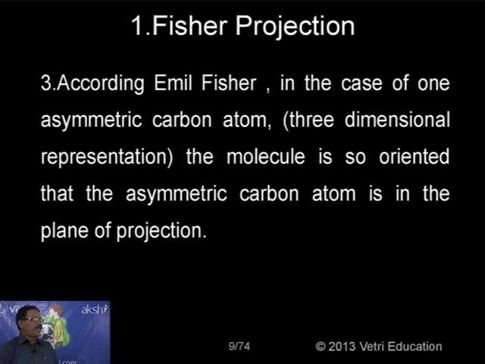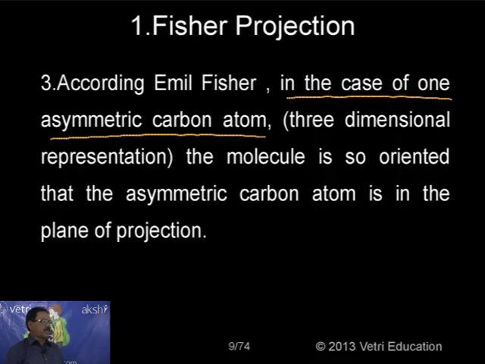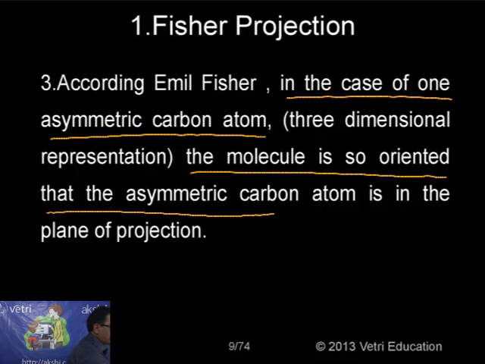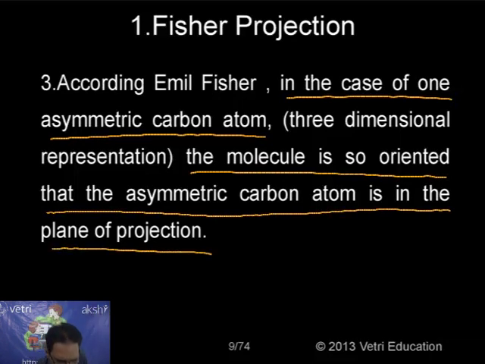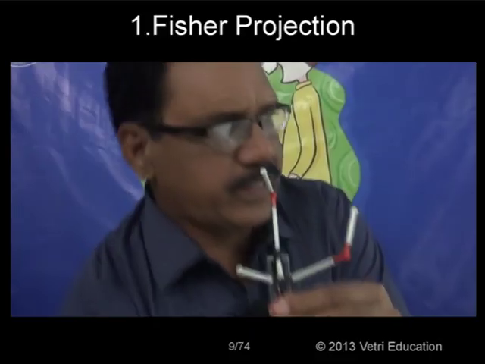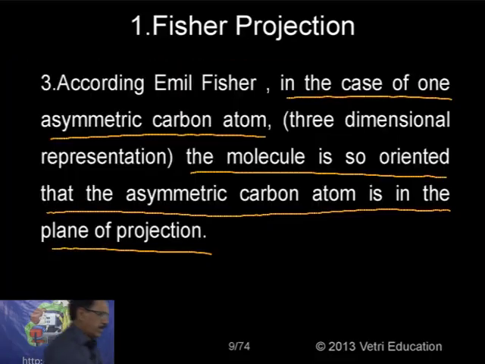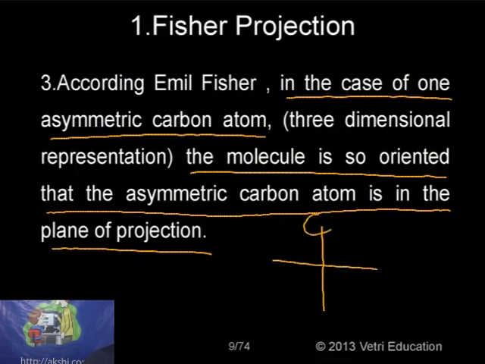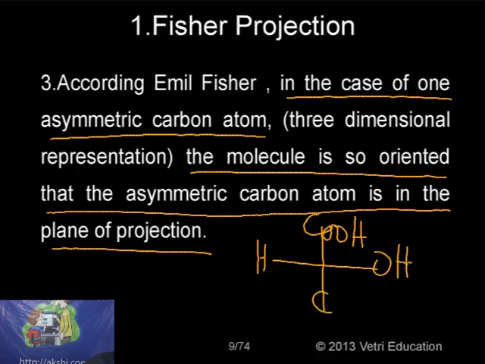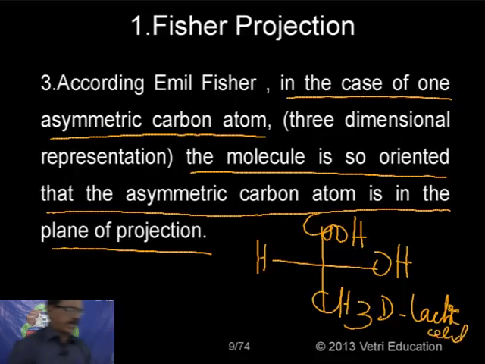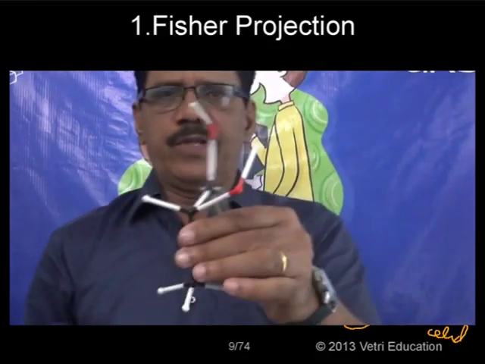Now, according to Fischer, in the case of one asymmetric carbon atom, that is in the three-dimensional representation, the molecule is so oriented that the asymmetric carbon atom is in the plane of the projection. That is the most important information. So, what I am showing in the model is D-lactic acid. Let me draw it here, then you can understand. This is the D-lactic acid. So this structure, what I have written, now we are viewing the model.